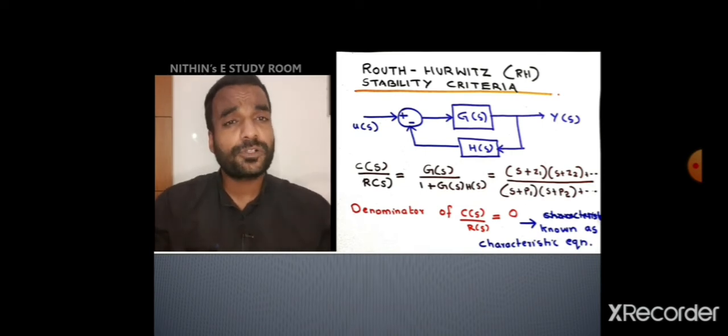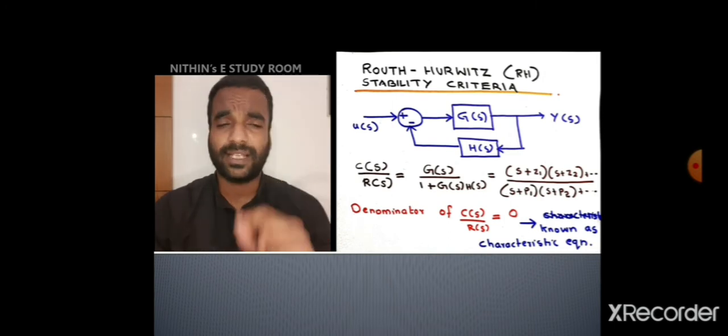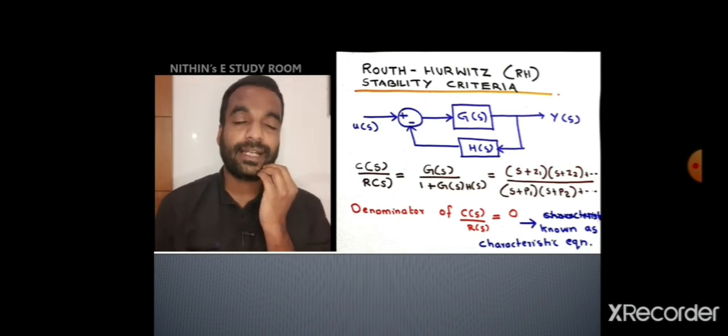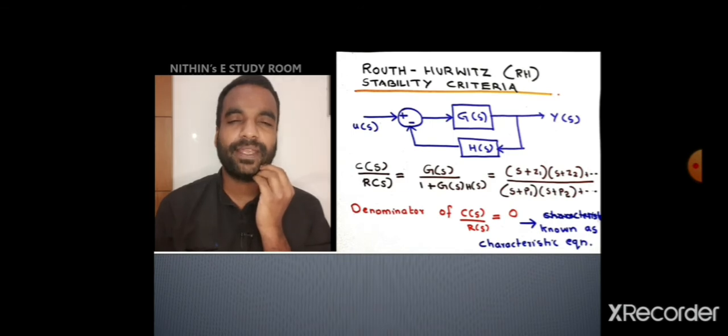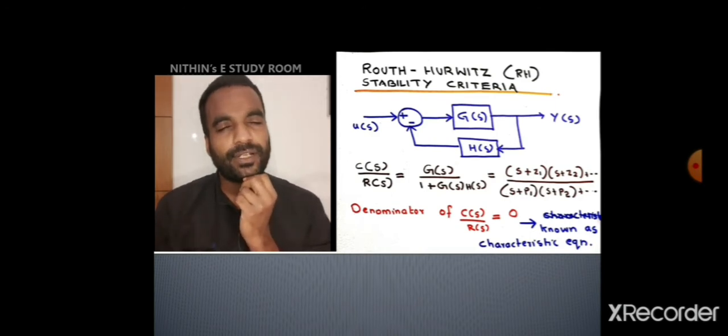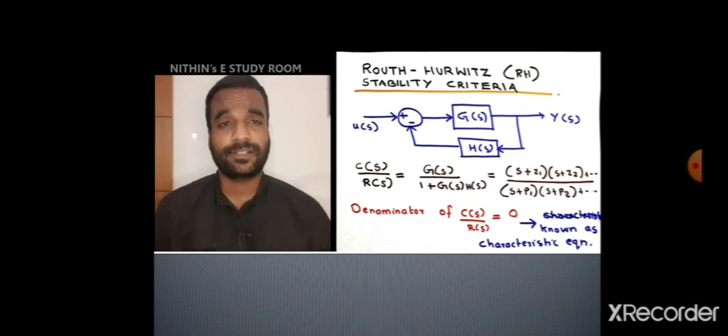So zeros may also be present in your problem. You shouldn't assume the numerator will always be 1. It is not like that. In most of the cases the numerator may be 1, but it is not a condition. In that example I said s plus 2 by s plus 2 into s plus 3. If you equate the denominator to 0, s plus 2 is equal to 0, s plus 3 is equal to 0, you will get s is equal to minus 2 and s is equal to minus 3. So the poles are minus 2 and minus 3.